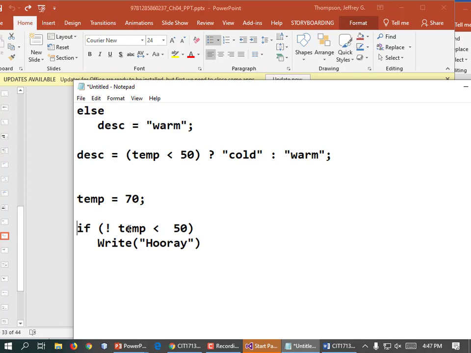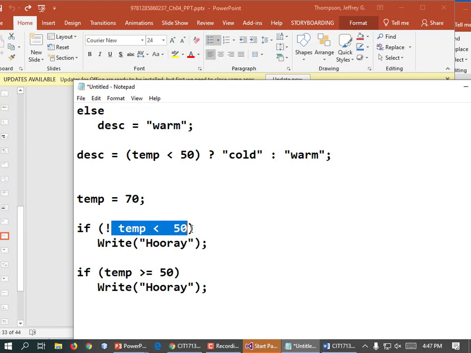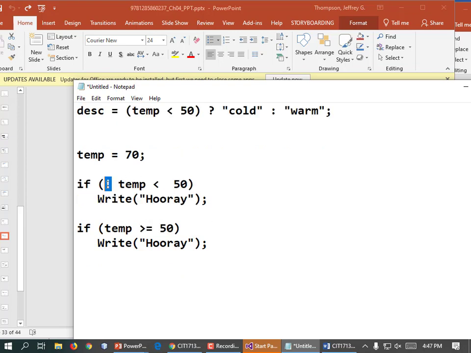Now, I try to avoid nots in cases like that because you could rewrite this as this. If temperature greater than or equal to 50, write hooray. Logically, those are identical statements. They mean the exact same thing. Which one's easier for you to keep track of in your brain? I think that one is, rather than having to do the not there. Kind of throws the brain into knots to have to be thinking about things being, it's not opposite day. But you can do it like that if you feel like it.